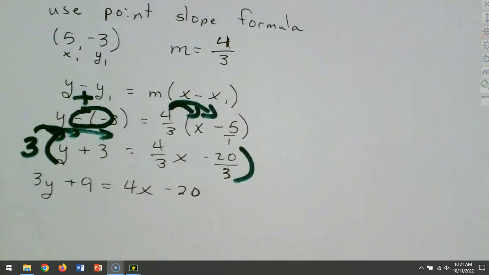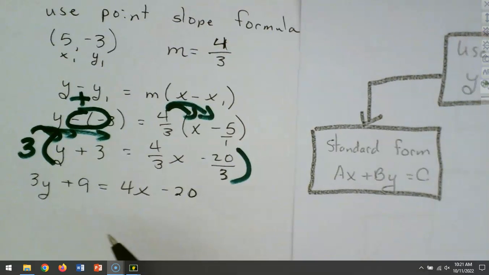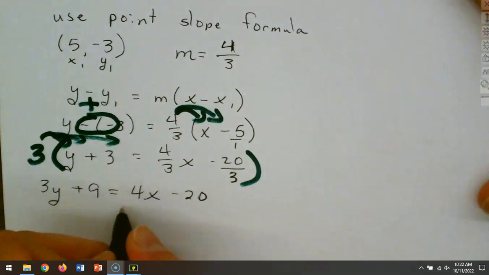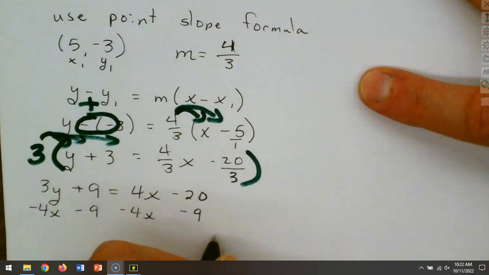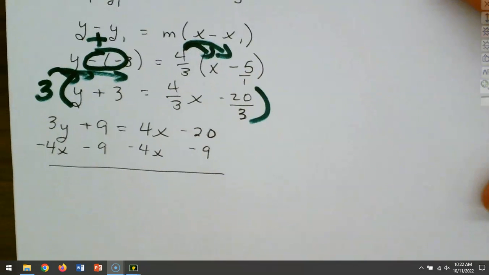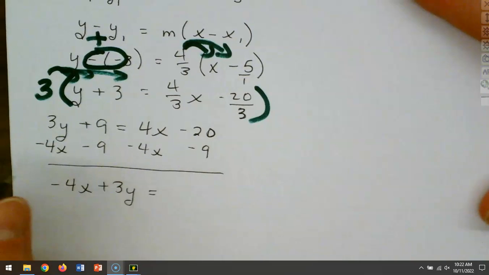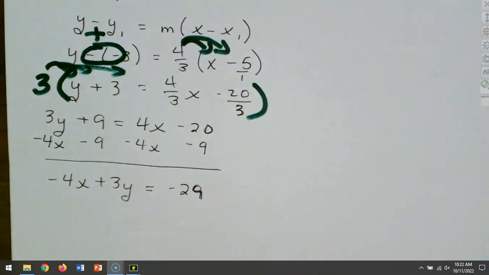We want it in standard form. So what does standard form look like? Let's make sure we're understanding what standard form looks like. Okay, standard form is that. So we need to make this look like that. That's very simple to do. Move that 4x over. Move the 9 over also. Okay, so now we have a -4x plus 3y equals -29.